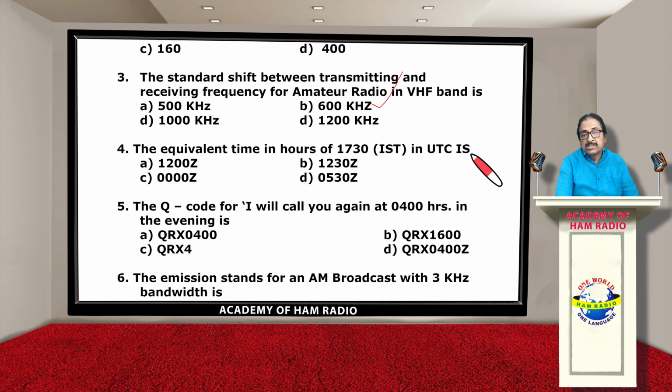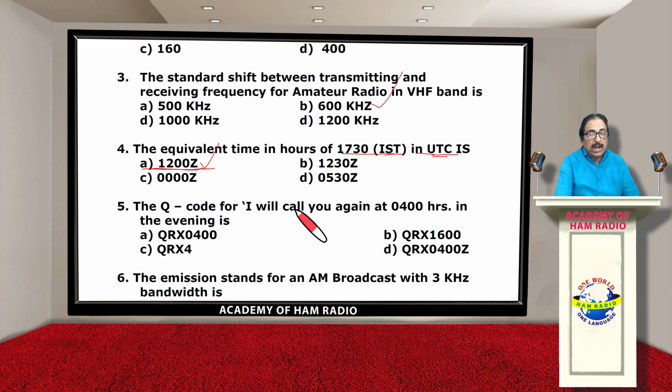The equivalent time in hours of 1730 IST in UTC is. That means IST is 1730. What is UTC? Universal Coordinated Time, that is the international standard time. So you have to subtract 5.5 hours. The difference between IST and UTC is 5.5 hours. IST is leading. So 1730 minus 530, the answer is 1200 hours. So Alpha is the answer.